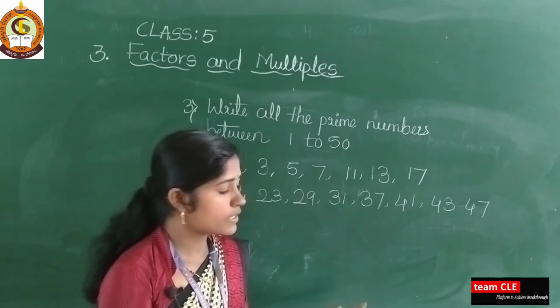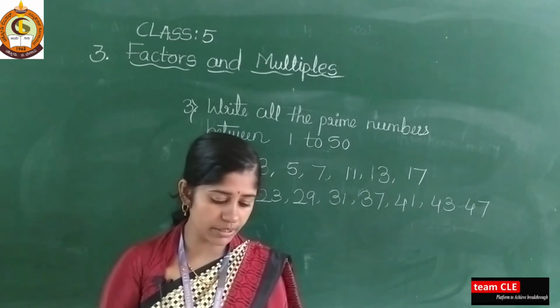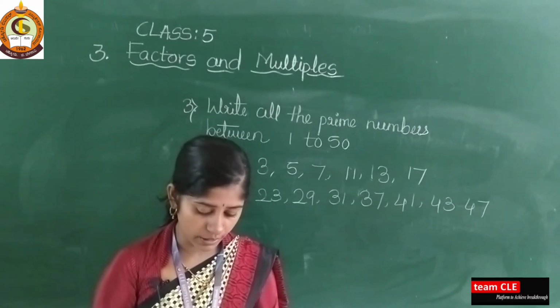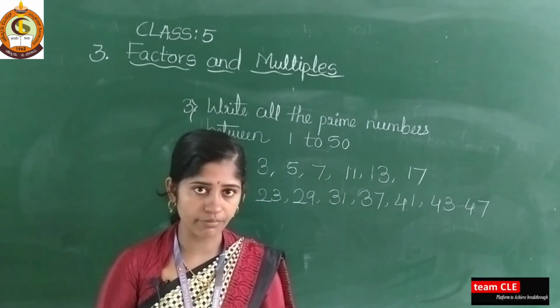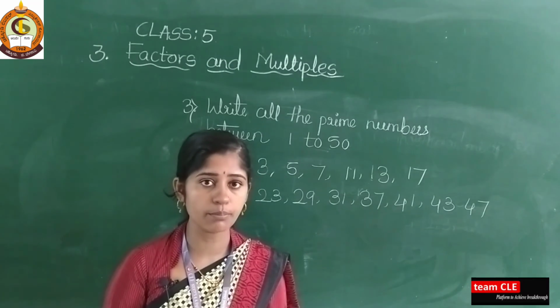So this is all about today's class. See here, write the meaning of prime numbers and composite numbers and give some examples. That is there in your page number 109. So the definitions are there. What are prime numbers and composite numbers? That is on page number 109.